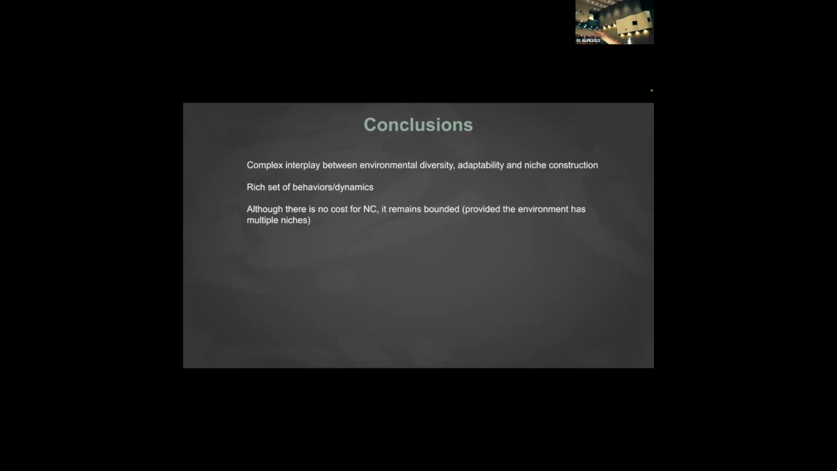So there are more simulations in the paper if you want to take a look. But to summarize, we observed a rich set of behaviors and dynamics in the population, and we saw that there is a complex interplay between environmental diversity, adaptability, and niche construction. So it is better to study them together. One interesting thing is that environmental diversity was necessary, but once it was there, niche construction remained bounded, although we didn't add an explicit cost.